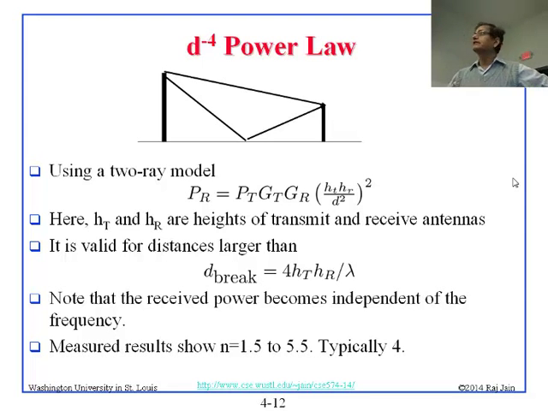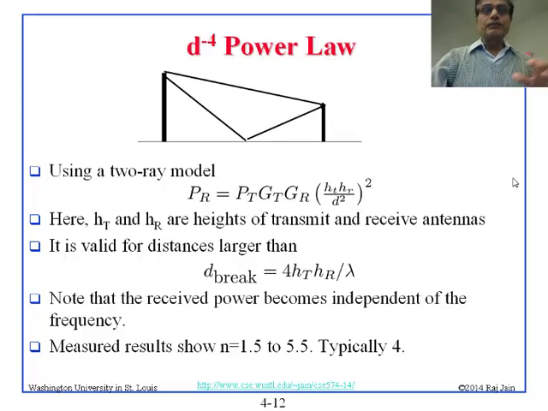That's another interesting thing: it becomes independent of frequency, and notice that the D has a power of minus 4. People have done measurements to verify these things, and they found that the exponent is actually 1.5 to 5.4, but 4 is the number that generally people use. So this is called the D raised to minus 4 law.